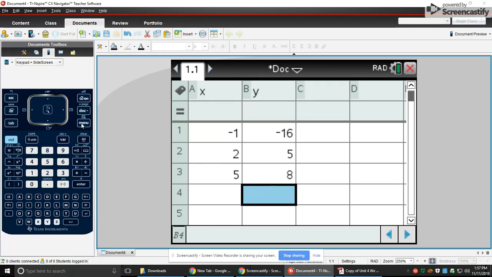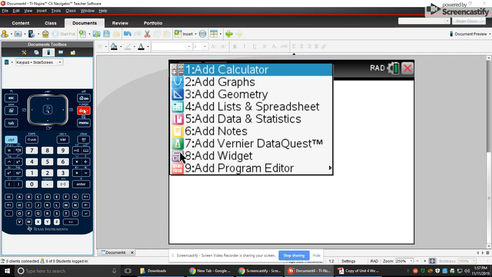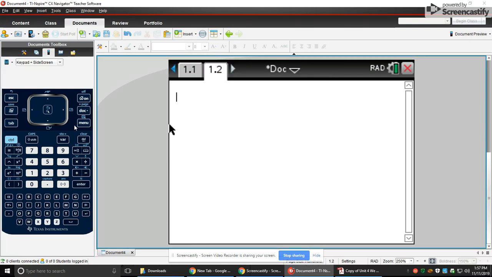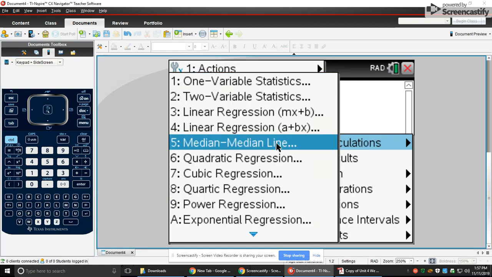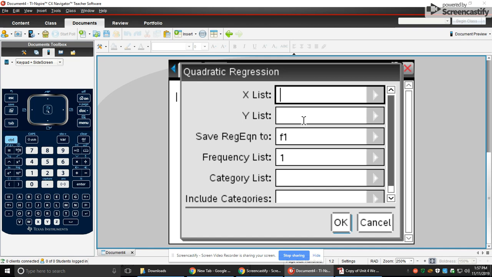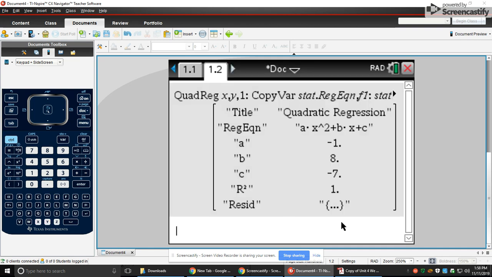But yeah, everything should look the same: -1, -16, 2, 5, 5, 8. So everything's plugged in. So Control Doc 1 is the next step. And then Menu 6, 1, 6. X list is X, Y list is Y. Click OK, and then it gives you your function. It's not explicitly giving you the function, it's giving you A, B, and C. So it's telling it to you in standard form, ax squared plus bx plus c. So I'm going to plug in -1 for A, 8 for B, and -7 for C.